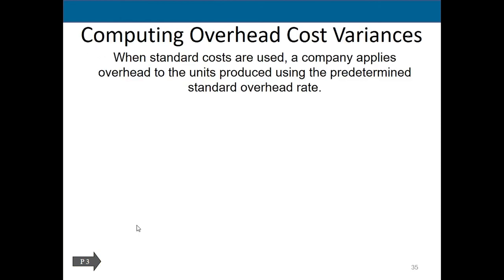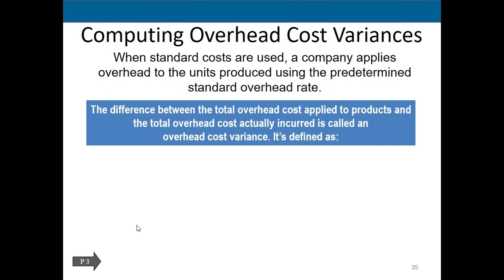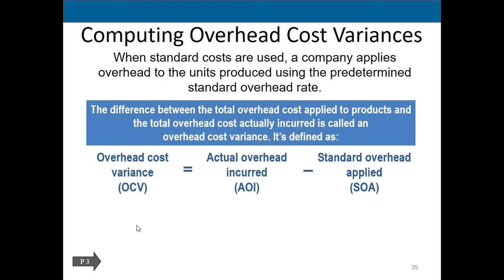So we'll move on with it. And so when standard cost is used, the company applies overhead to the units using the predetermined rate. The difference between the total overhead cost applied to products and the total overhead cost actually incurred gives us the variance, right? How do we figure it out? It's actual overhead incurred minus standard overhead applied.